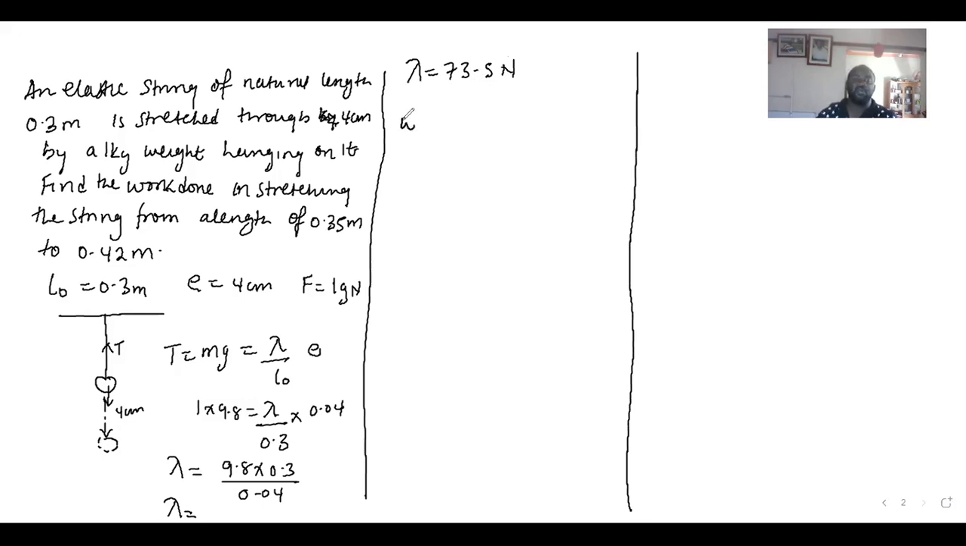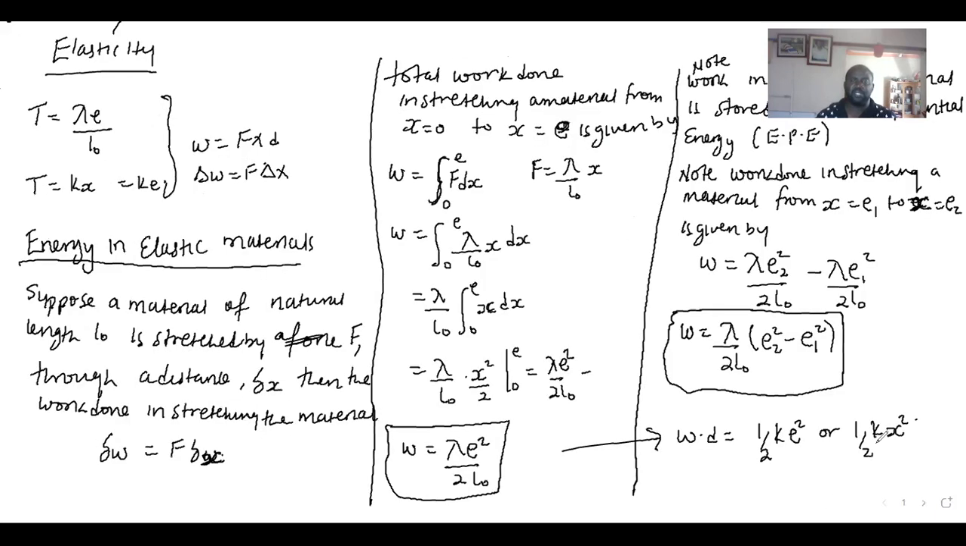Find the work done in stretching the string from there to there. We have seen this work done can be got from lambda over two original lengths into extension E2 squared minus extension E1 squared. Anyone wants to take a screenshot for the previous work? There you go.